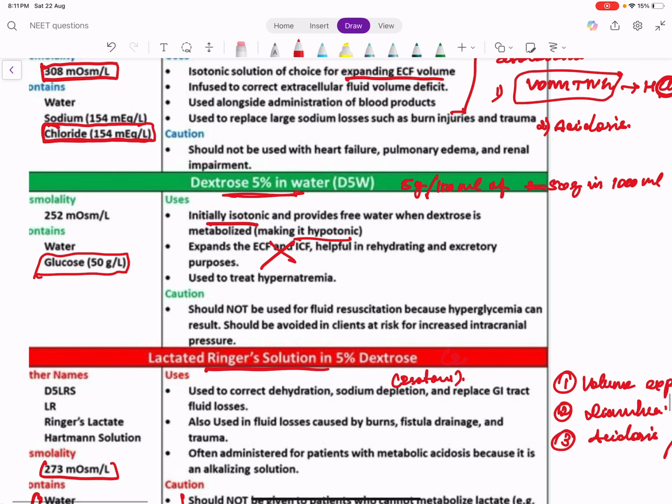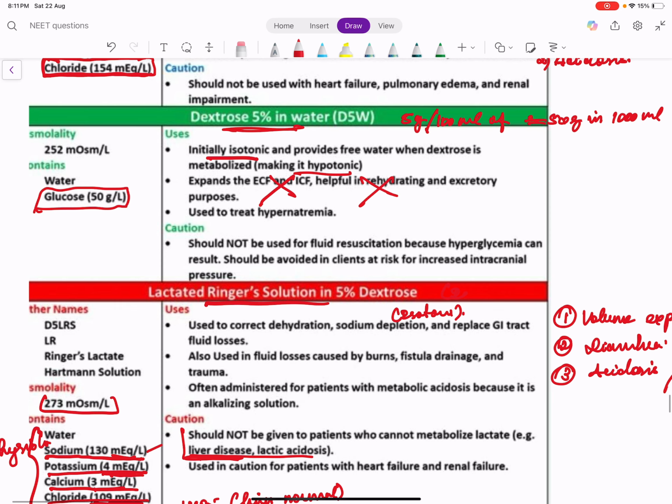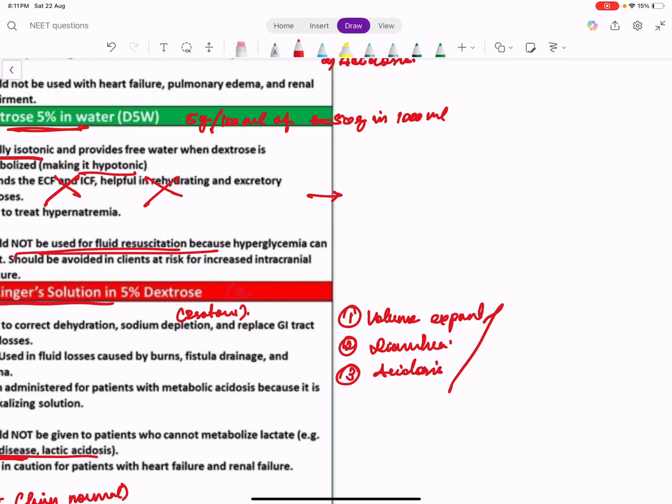It should not be given to expand ICF. Okay, it should not be used for fluid resuscitation. It should be given only when patients cannot take fluids, cannot take oral intake, or to treat hypoglycemia. It is given especially in post-surgical NPO patients when their BP is normal, because they can't take fluids, right?